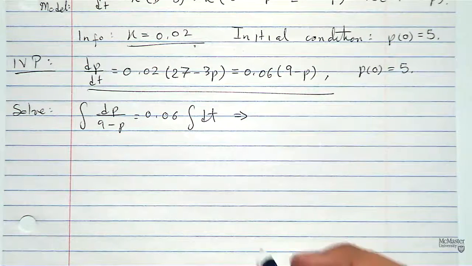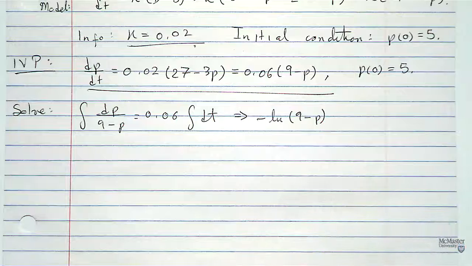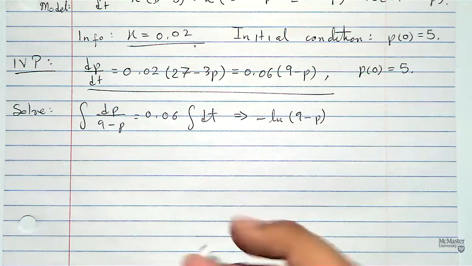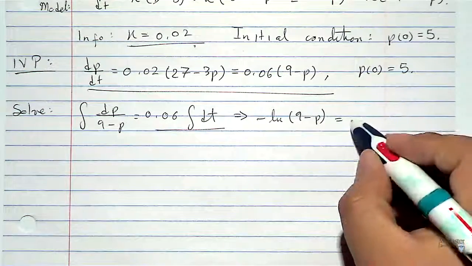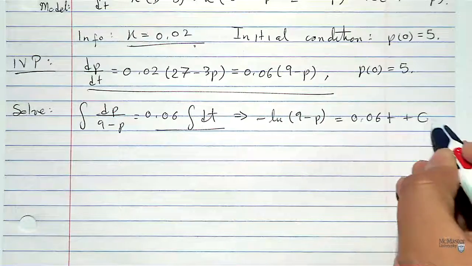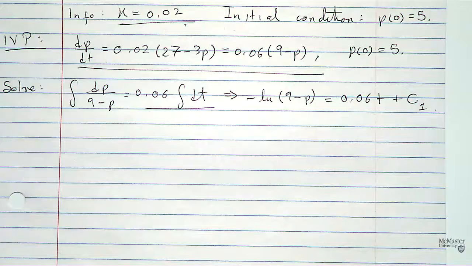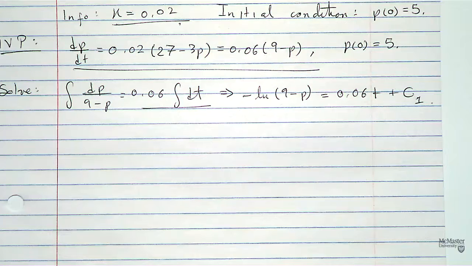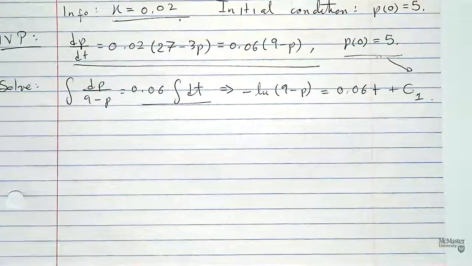So if you do the computation, actually what you get, so be mindful of the minus, so you have minus natural log of 9 minus p. If you remember, also the constraint was that p was less than 9, so this is related to the absolute value, so you're good in terms of writing it like this. And this is equal to the integration on the other side, which is 0.06t plus a constant of integration. Now, we will use C1 because actually we will express the constant in a different form. But you have to determine the actual value of the constant from the initial value.